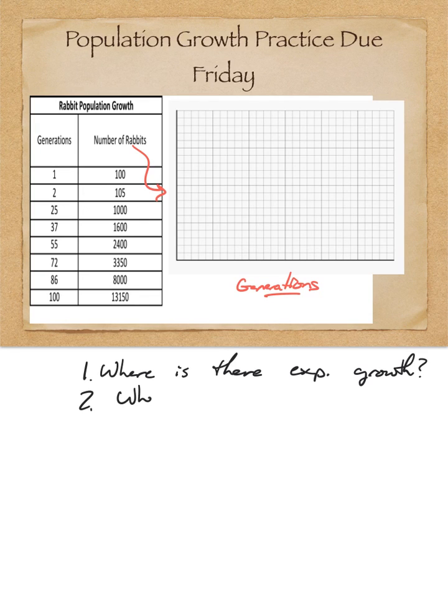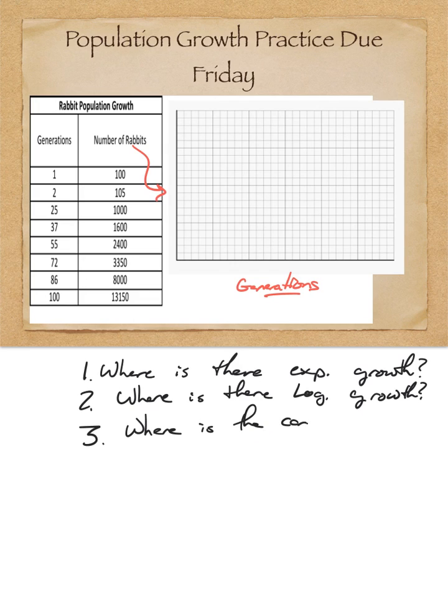Where is there logarithmic growth? Again, review the video if you have any questions. And then 3, where is the carrying capacity? What is it? How many rabbits can this ecosystem support?